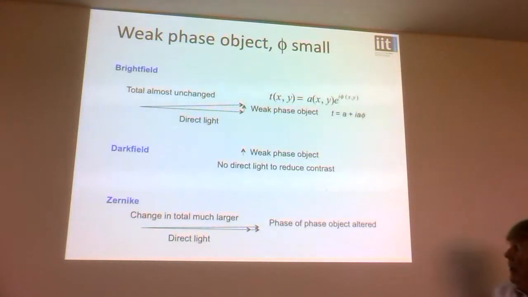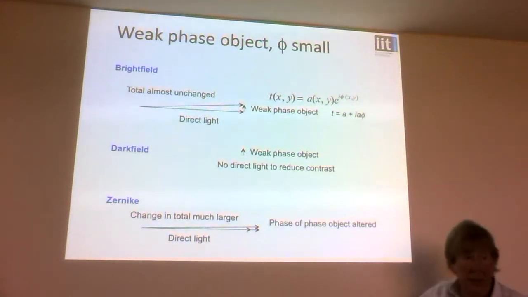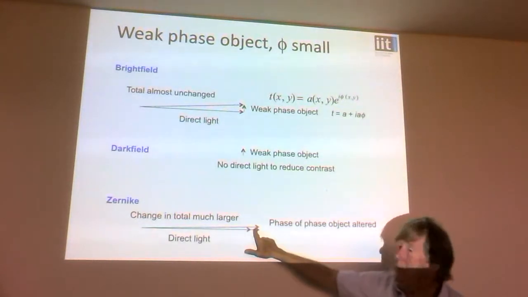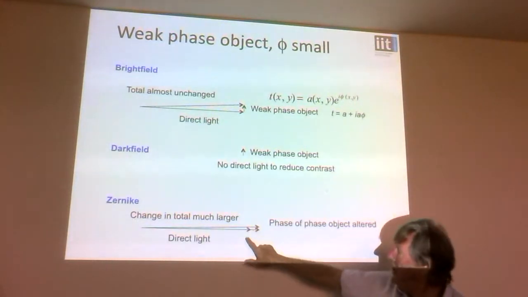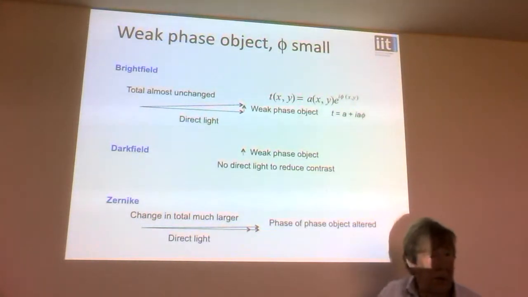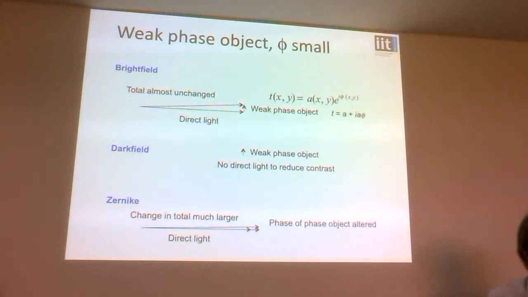So what you do in Zernike is you use the phase ring to change the relative phase of these two beams so that they're now like this, and now you can see the resultant is much longer than the original, and that's why you can see the phase information.